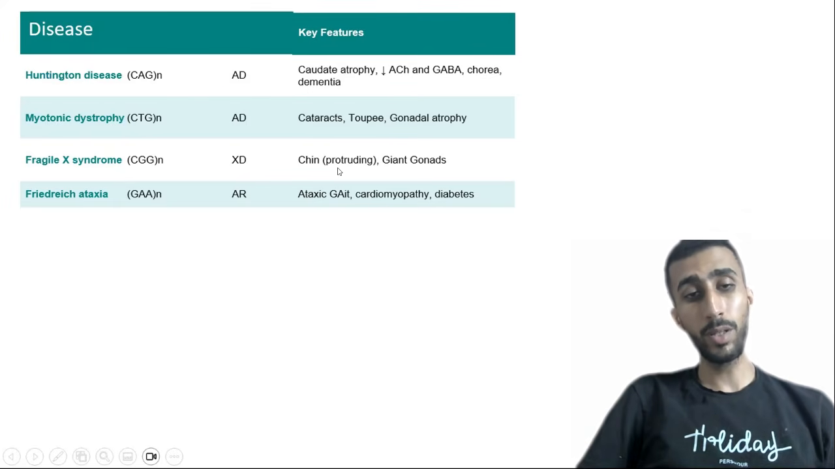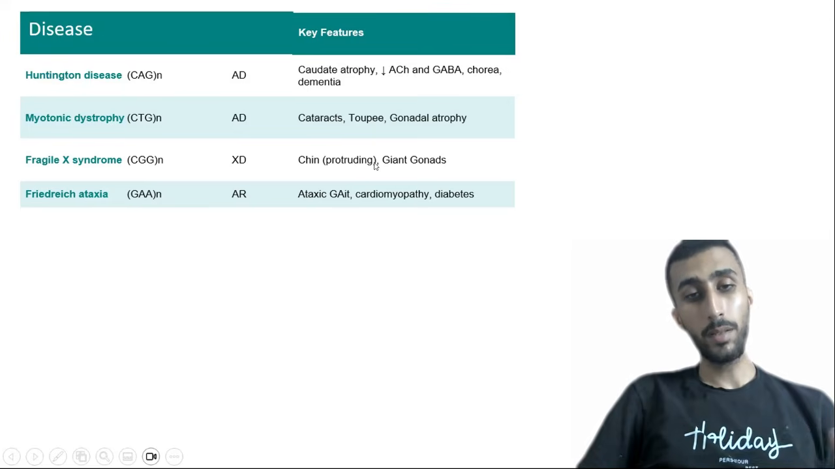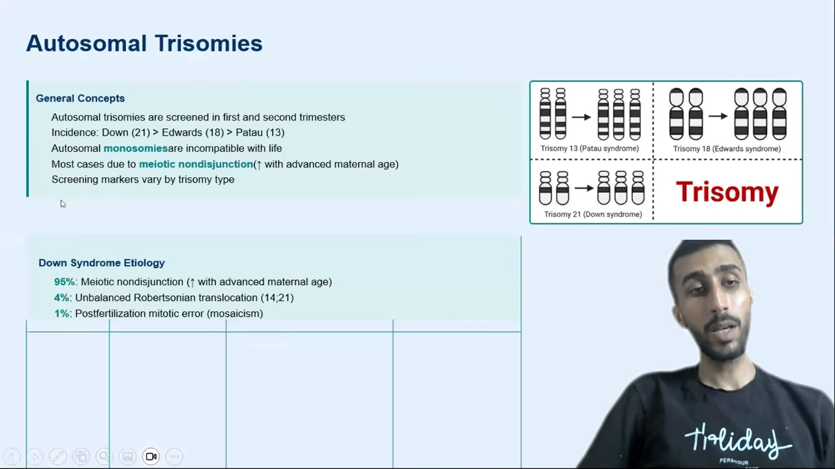So there is a protruding chin, long face, everted ears, and giant gonads, plus mitral valve prolapse, of course, and self-mutilation. And Friedreich's ataxia, lastly, GAA. This is an X-linked recessive. So Friedreich's ataxia, from its name, has ataxic gait and cardiomyopathy and diabetes. So ataxic gait plus cardiomyopathy and diabetes, GAA, trinucleotide repeat expansion, Friedreich's ataxia.